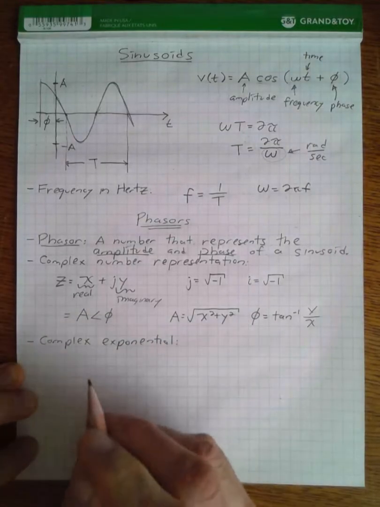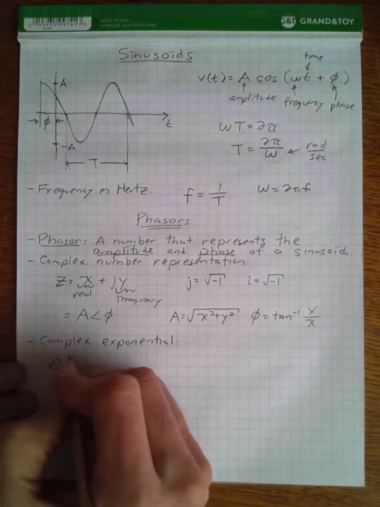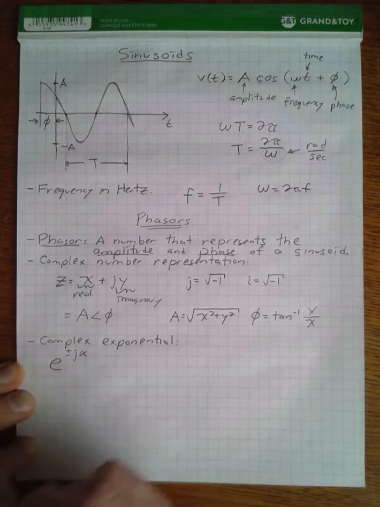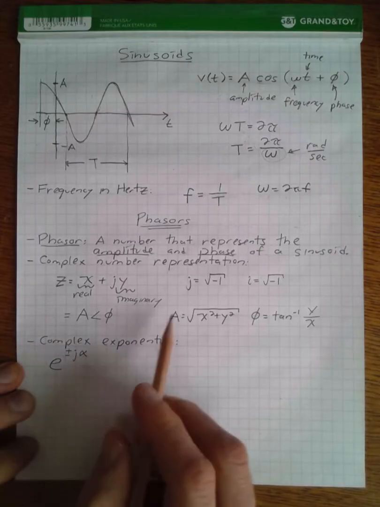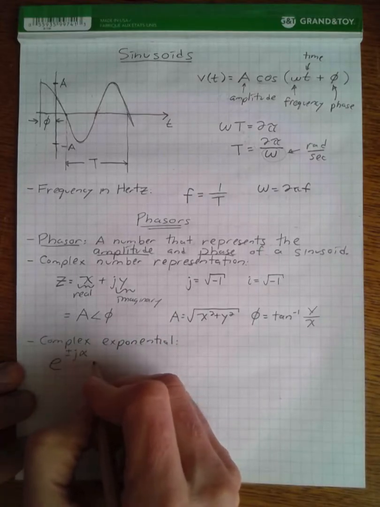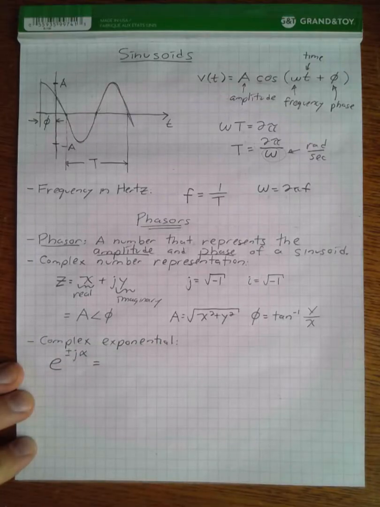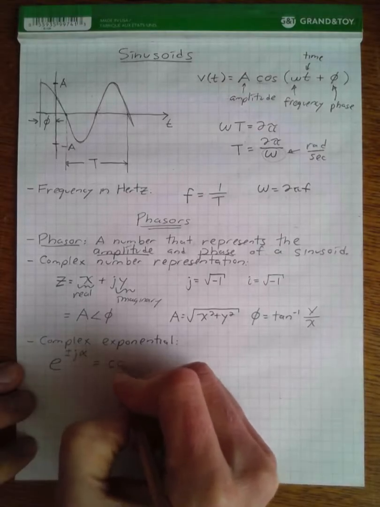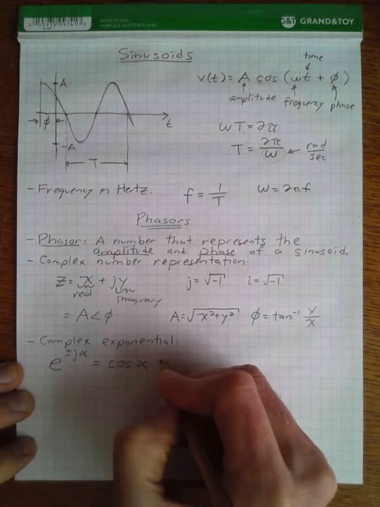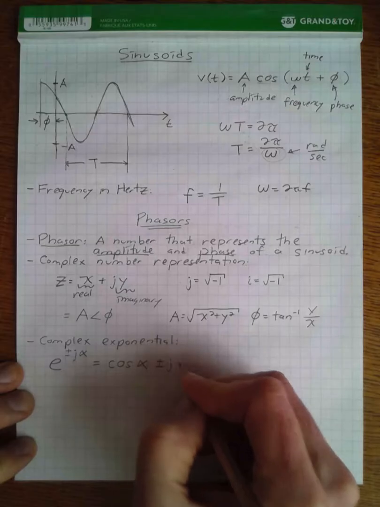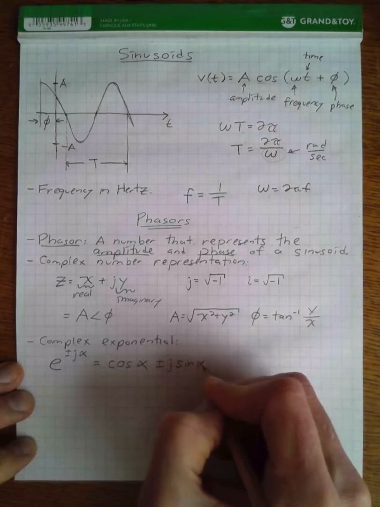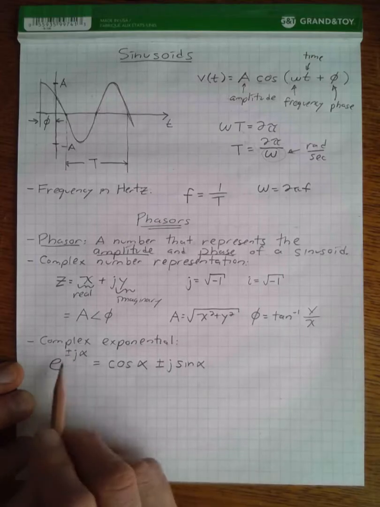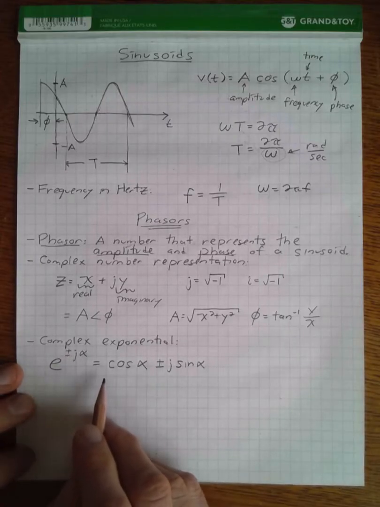A complex exponential is written as e to the plus or minus j alpha. And j again is equal to the square root of -1. And there's an identity that says this complex exponential is equal to cos of alpha plus or minus j sine of alpha. And this plus or minus corresponds to the plus minus here. So if this is plus, that's plus. If this is minus, that's minus.